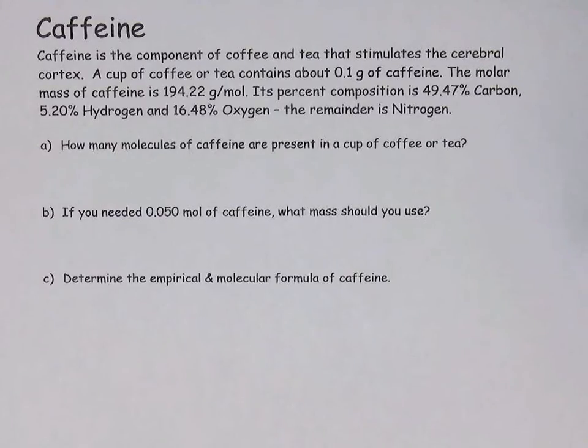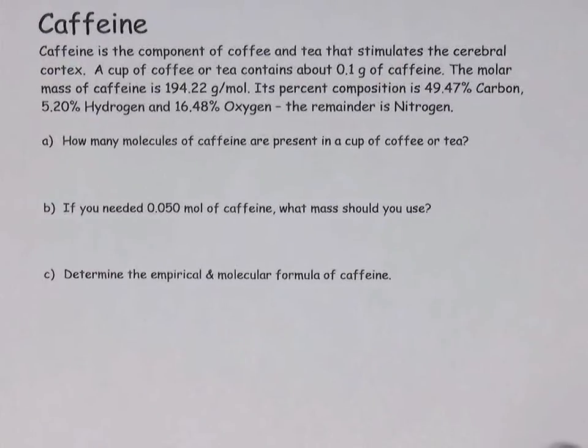We're told the molar mass of caffeine is 194.22 grams per mole, and the percent composition by mass for caffeine is 49.47% carbon, 5.20% hydrogen, 16.48% oxygen, and the remainder is nitrogen. So the first two questions are a little bit of review of basic stoichiometry, and then we're going to jump into the empirical and molecular formula.